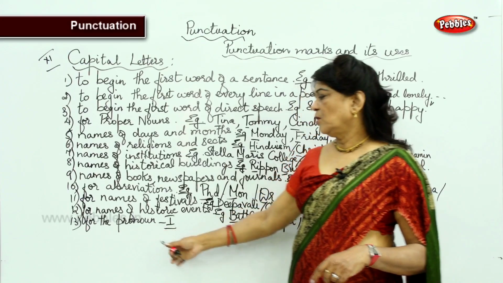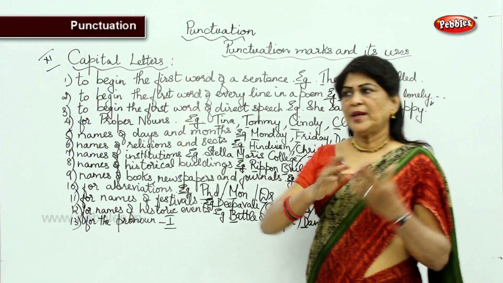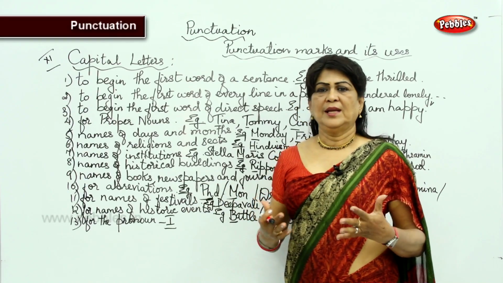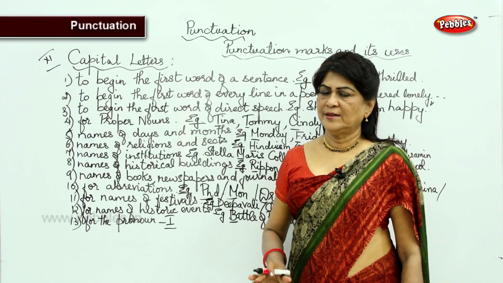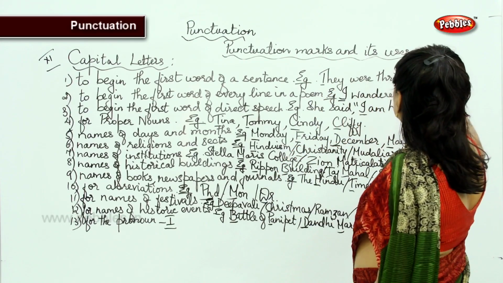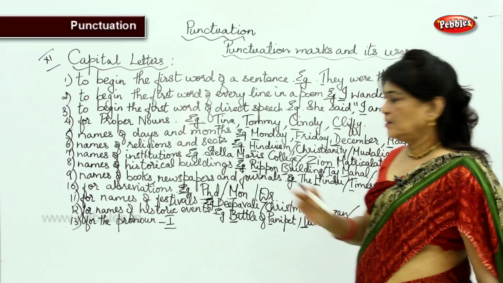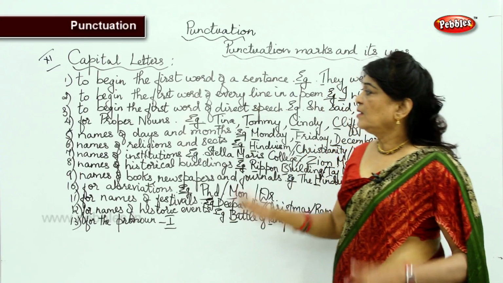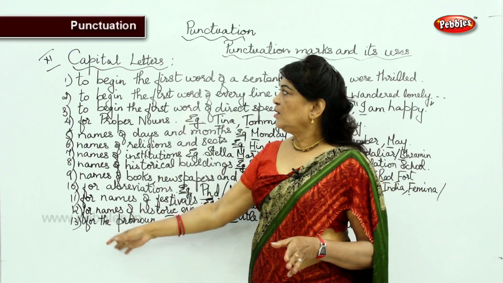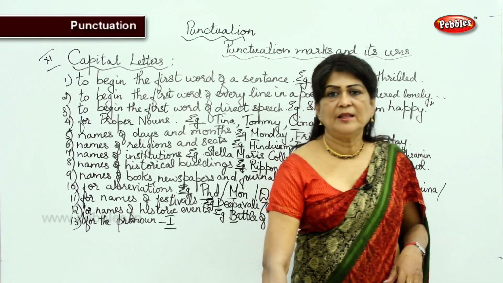And last but not the least, for the pronoun I, whenever you use I as a pronoun, you have to write it in capital letter. You don't write a small i. Even if it's in the middle of a sentence, you always write it in capital letter. So learn the 13 usages of capital letter, and be very thorough with this.